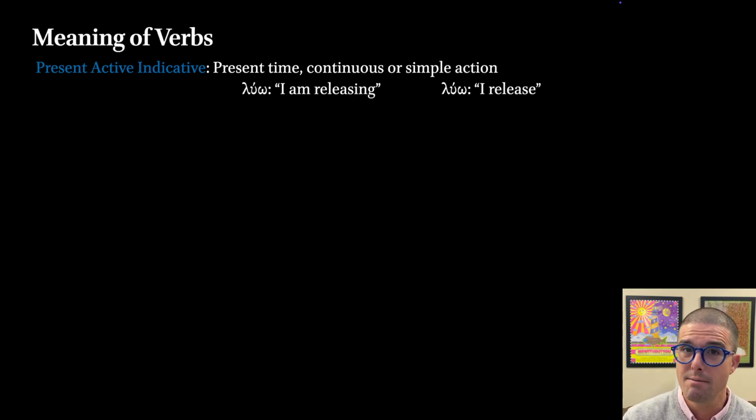And the action in the present active indicative can be continuous action. In the case of luo, I am releasing. It's continuous, ongoing action in present time. Or it can be simple action. I release. The idea is that there the action is viewed as a whole rather than ongoing.